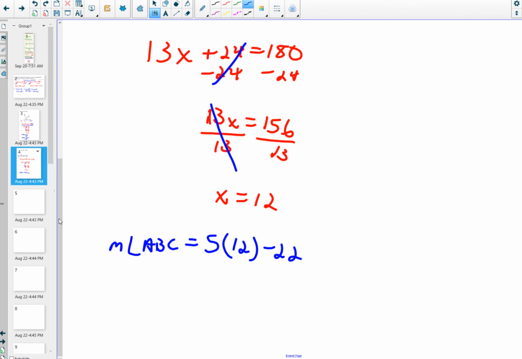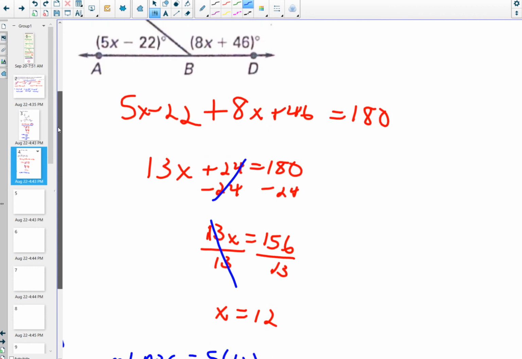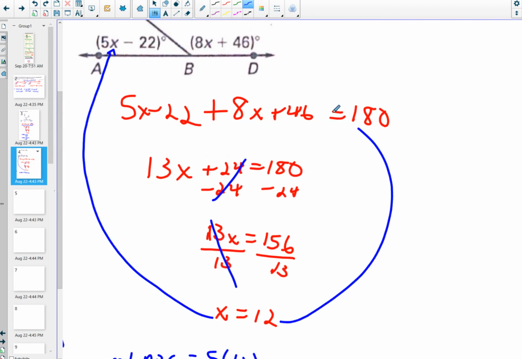How do you know which angle x is? X is not an angle. X is part of the angle. It's an unknown part, but now it's known. So now once it's known, I'm just plugging it in. I'm getting this 12, and I'm plugging it in for here, and I'm plugging it in for here. What should happen is when I finish, I should be able to add those two angles and get 180.